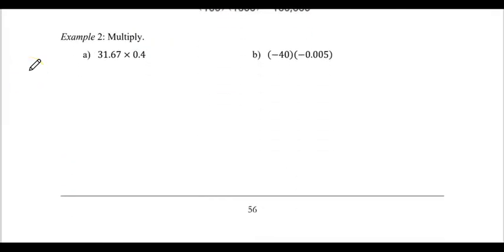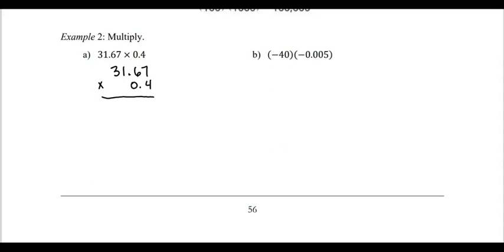So you have 31.67 times 0.4. Because we are not lining up the decimal points, I always start with the number that has more digits. So we have 31.67 times 0.4. Now both numbers are positive, so there's no reason for us to worry about the sign. It's going to be the positive number.